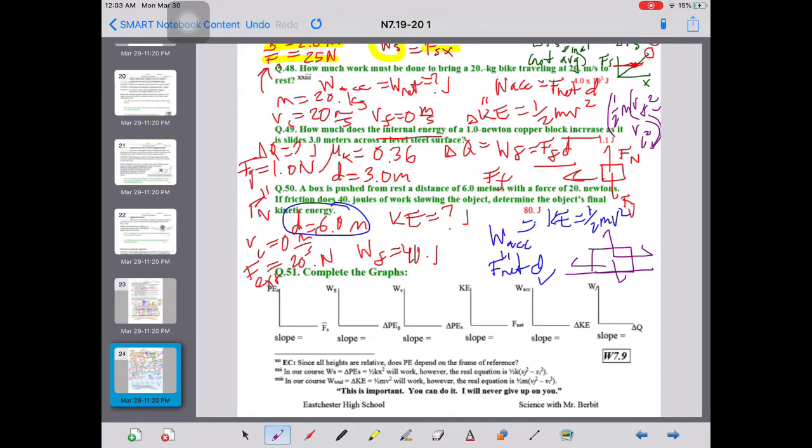Now, you already know the work done by friction is 40. And the push, well, we have a force of 20 newtons over, let's see here, 6 meters. So that's 20 times 6. So this external work over here is going to be F external times D, 120 joules.